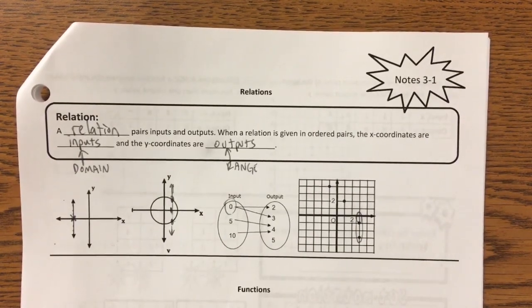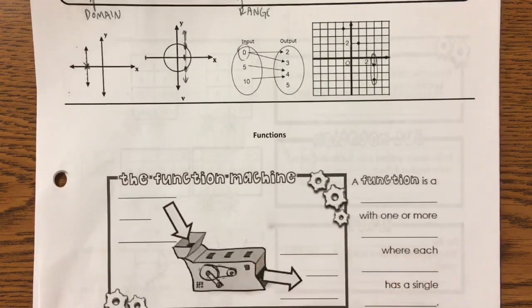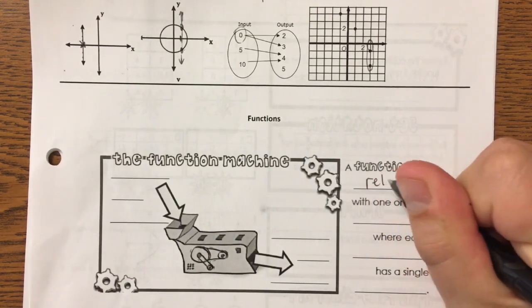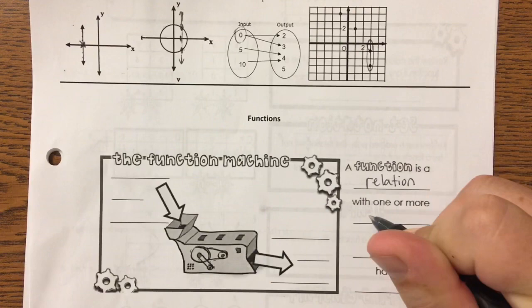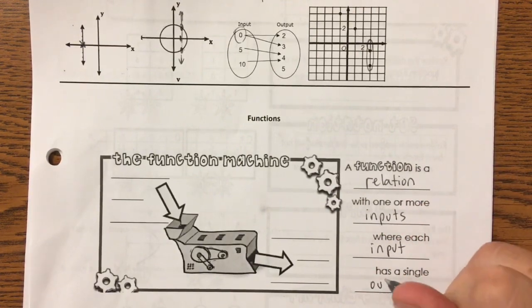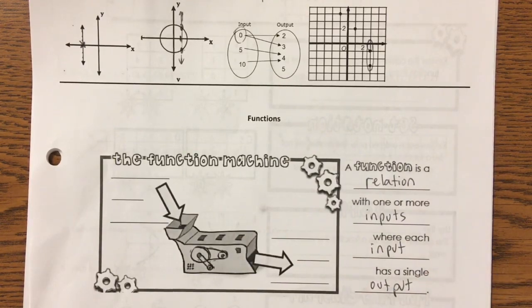So let's talk a little bit more about functions, right? Like what exactly is a function? This is what we talked about up at the board, but let's just get it in writing here. A function is a relation with one or more inputs where each input has a single output. Meaning each input, or each button that you press, only does one thing, not multiple things. Now it's okay to have multiple buttons do the same thing. That does not prevent it from being a function. But each input can only have one output.